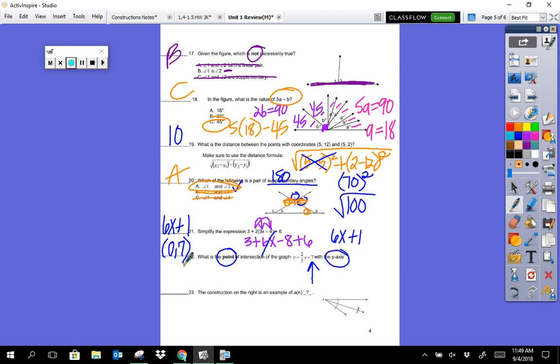23, here it's talking about constructions. The construction on the right is an example of what kind of a construction. You can see here, because of these arcs that were made and this line that went through here, that it's bisected that angle. Okay, so this is called an angle bisector. It'll just be like that on the test. You won't have to make one, you'll just have to identify.